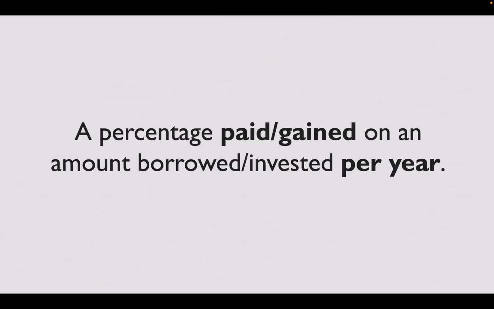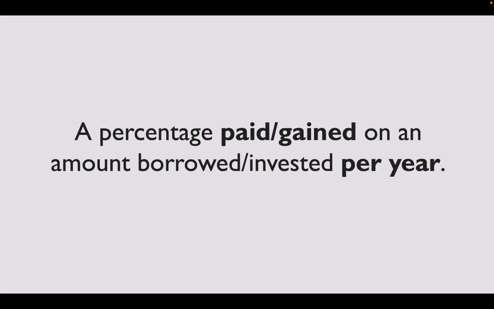Interest is a percentage either paid or gained on an amount that you either borrow or invest per year. So, for example, if you want to buy a car that costs $30,000 and you don't have $30,000 to buy the car in cash, you would have to borrow that money from the bank. And the bank will say, sure, you can have this money, but there is a catch. And the catch is that as you pay it back to us, you're going to owe us a certain percentage more on top of that $30,000.